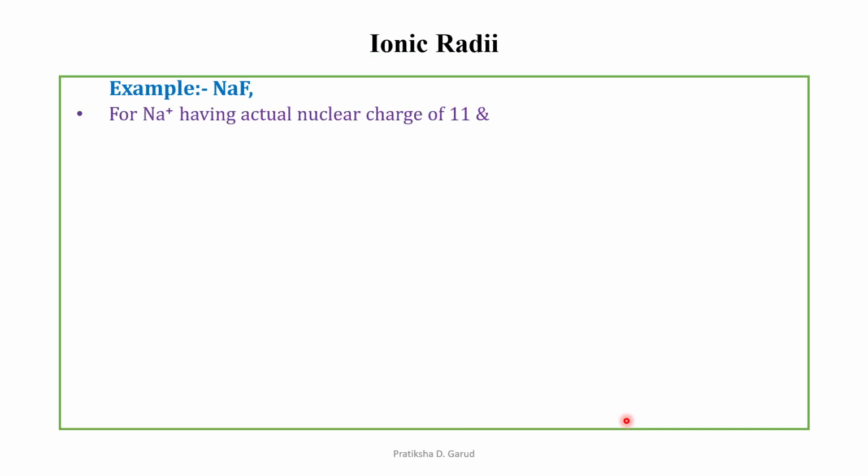Now here Na plus has an actual nuclear charge of 11, its atomic number is 11, but Na plus means 10 electrons. That means a neon configuration. And F minus has an actual nuclear charge of 9, but minus means 1 electron is added, so again it becomes 10. So both have 10 electrons, they are isoelectronic, that means a neon configuration, that means the 4.15 value, right?